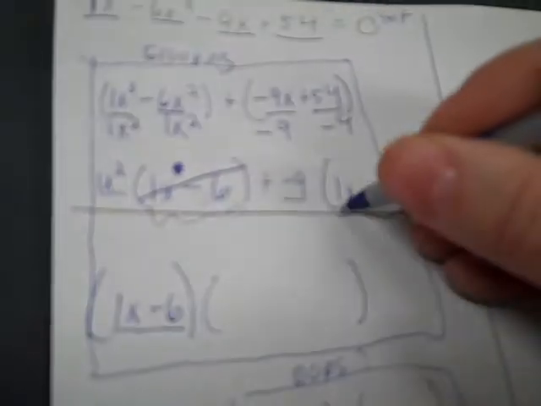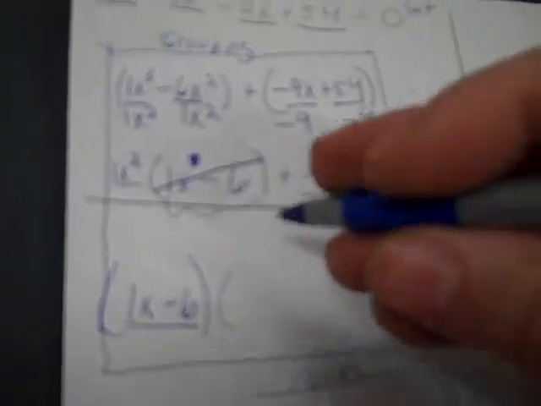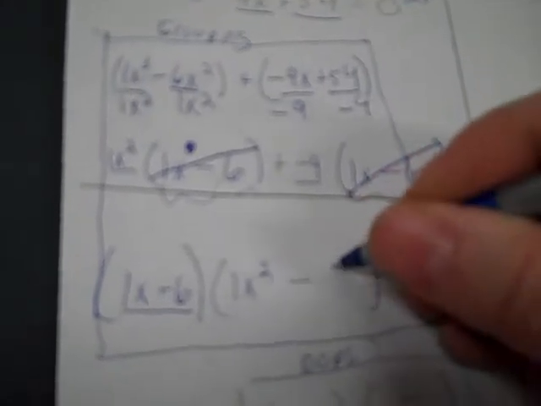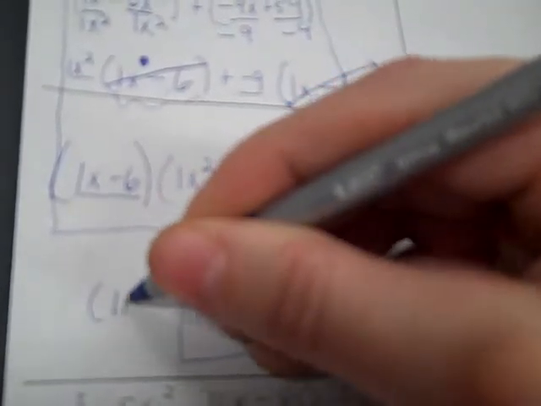Now, after that's done, you need to slash these out, okay? And what do you have left? What do you have outside here? You have 1x to the second power. And outside here, you got negative 9, so I put minus 9. Okay? Now, the grouping part's done. And now what I do here, whatever's in the first parentheses, I drop down here, 1x minus 6.